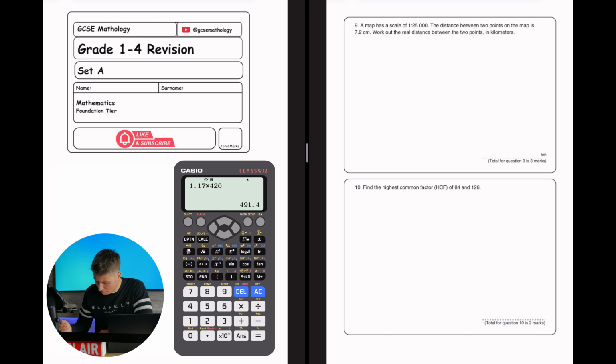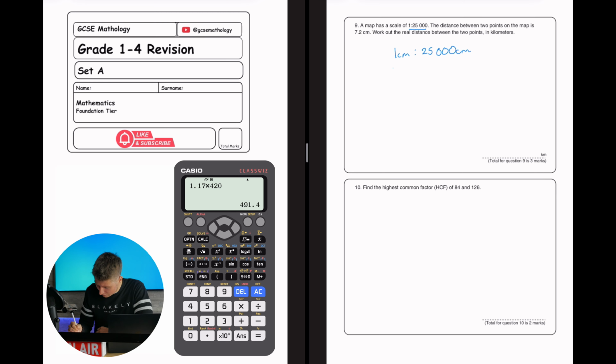Question 9 says a map has a scale of 1 to 25,000. The distance between 2 points on the map is 7.2 centimeters. Work out the real distance between the 2 points in kilometers. So first we have to understand the scale. So this scale here means that 1 centimeter is equivalent to 25,000 centimeters in real life.